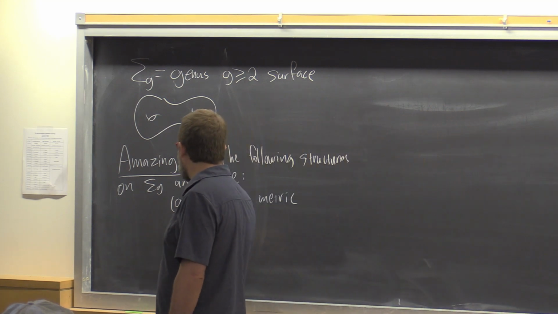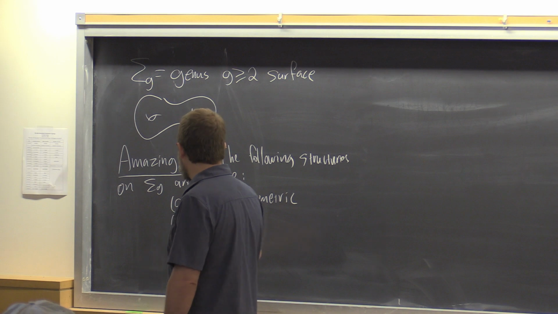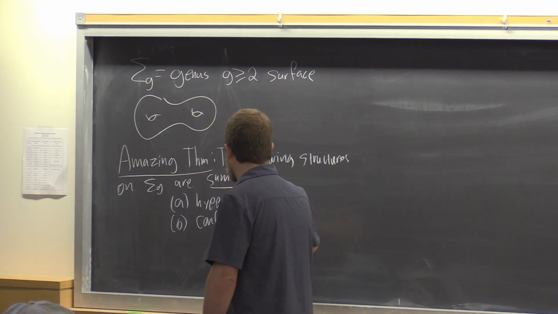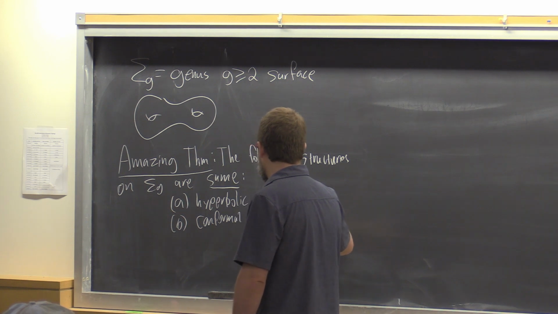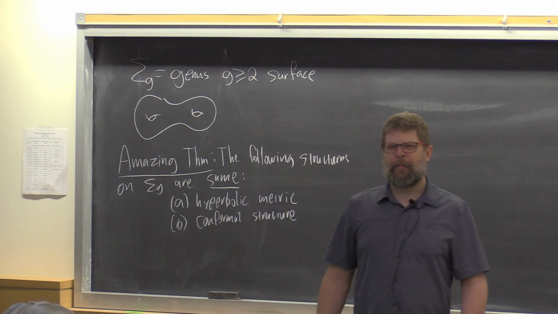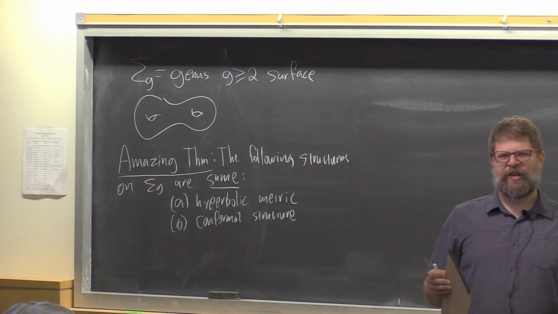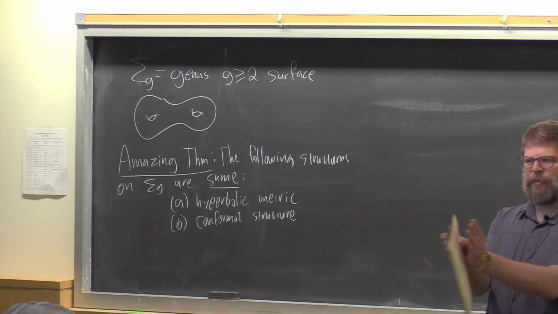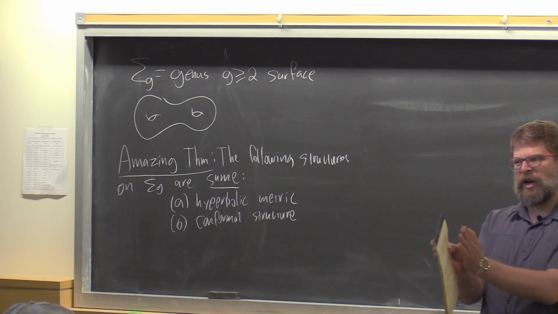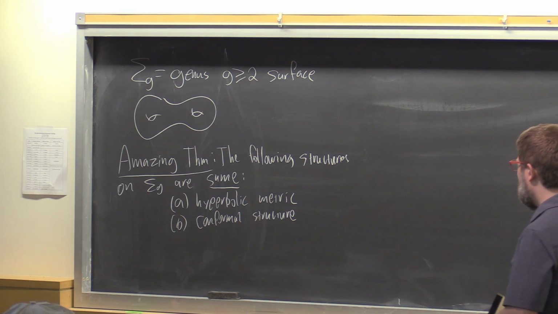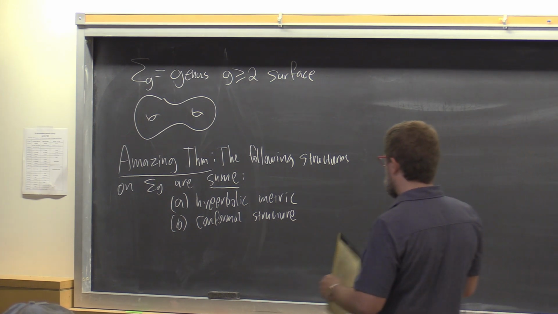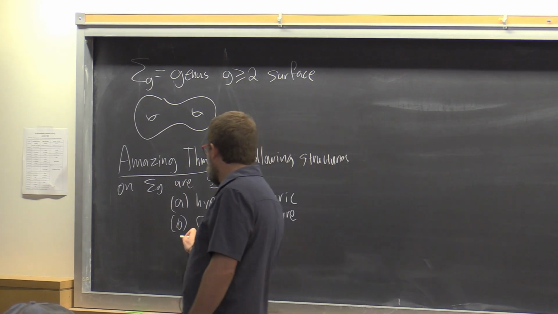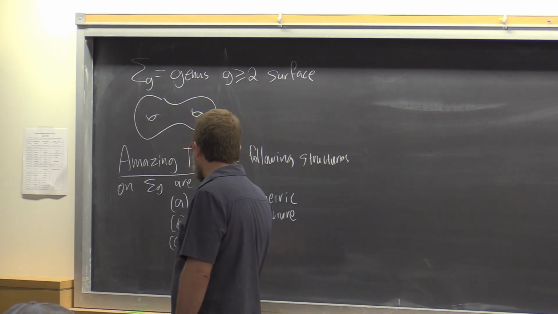Another structure you could put on a surface is a conformal structure. This is like a Riemannian metric, but you don't know how to measure distances. You only know how to measure angles. So it's a way to measure angles at every point of the surface. A third would be a Riemann surface structure.